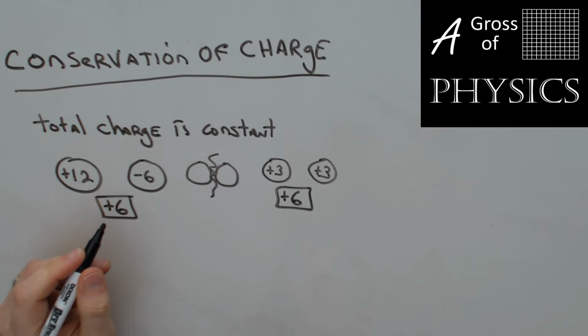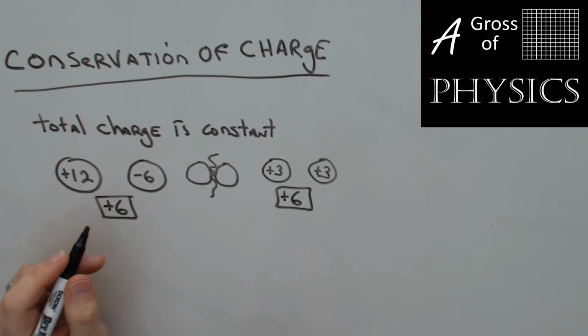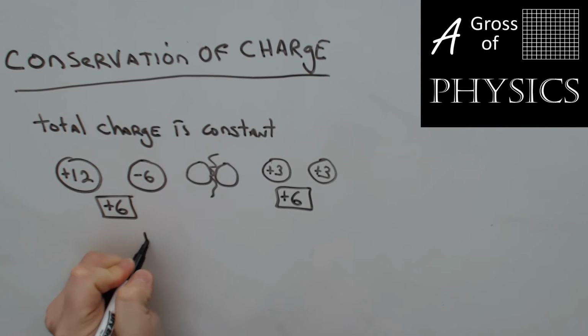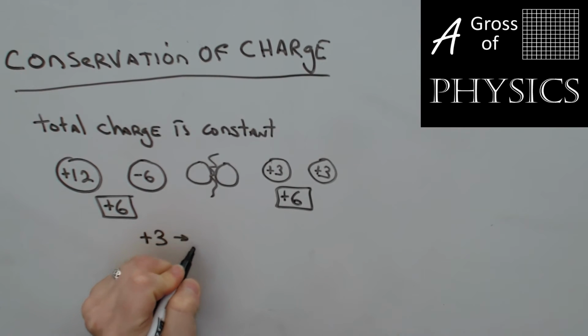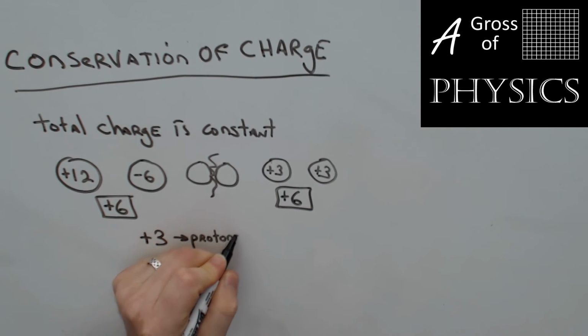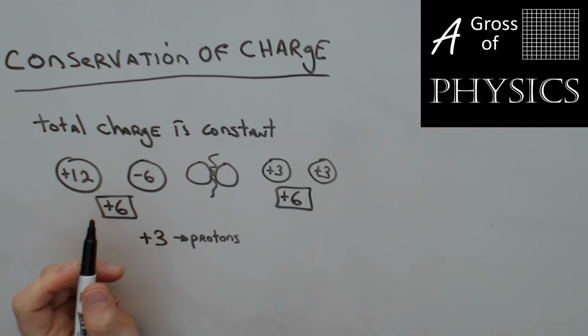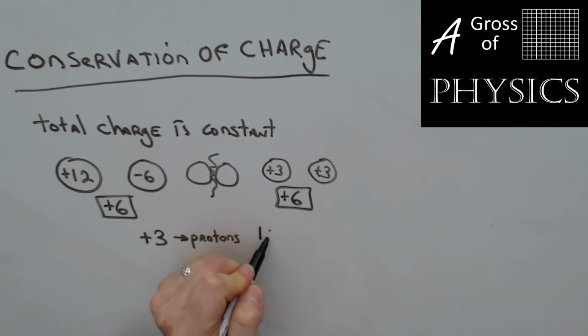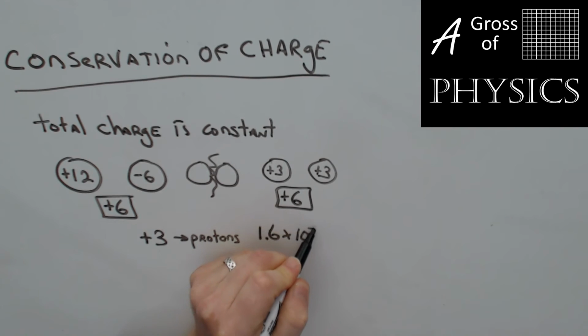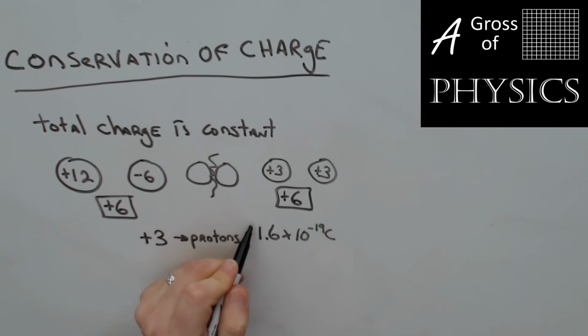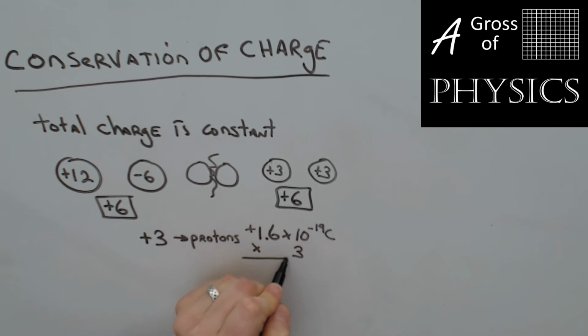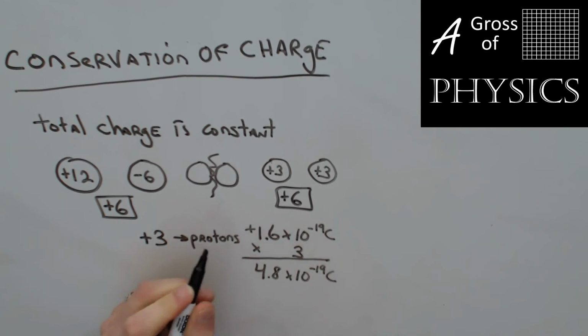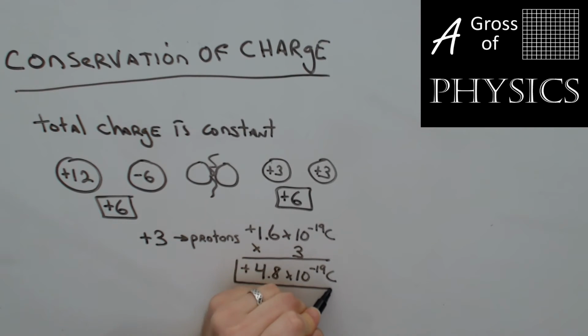Now if we want to know the actual charge on each object, what we need to do is take our plus 3, which represents 3 extra protons, and remember that each proton has a charge of 1.6 times 10 to the negative 19 coulombs. And since they're protons, it's a positive charge. We multiply that by 3. And we'll end up getting 4.8 times 10 to the negative 19 coulombs of charge on each sphere.